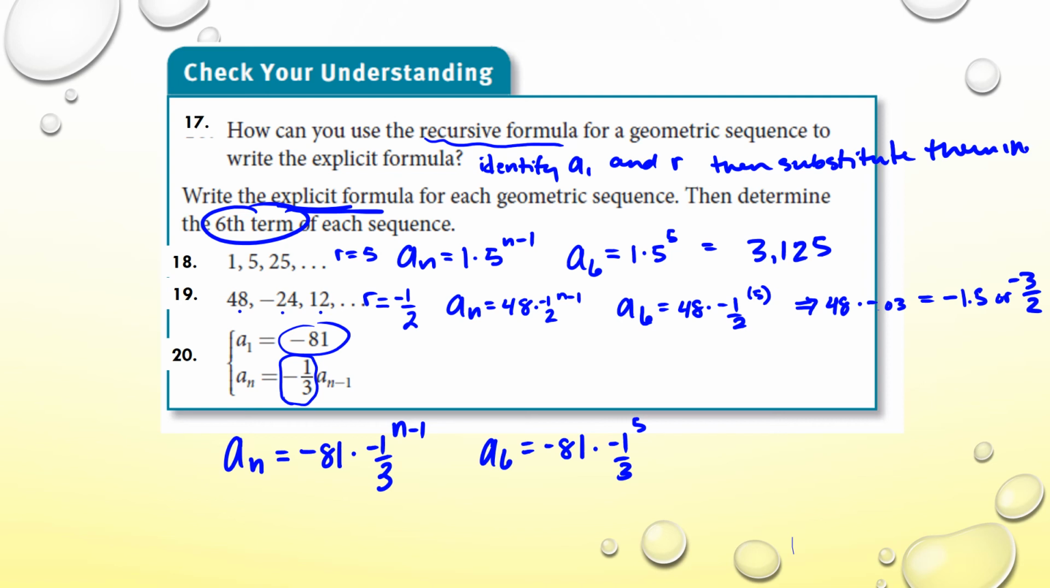And if I did this the long way, like fraction form, let me show it to you. And this would be -81 times -1 times itself 5 times will just be -1, and 3 times itself 5 times would be 243. So if I multiply these together, I get 81 over 243, and that would reduce to 1/3.